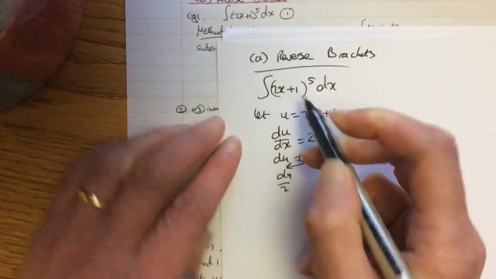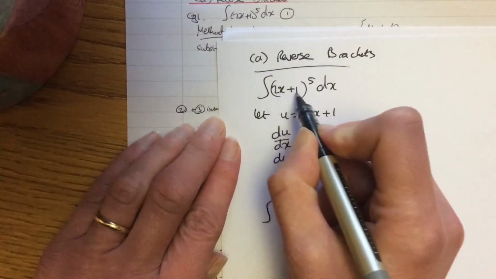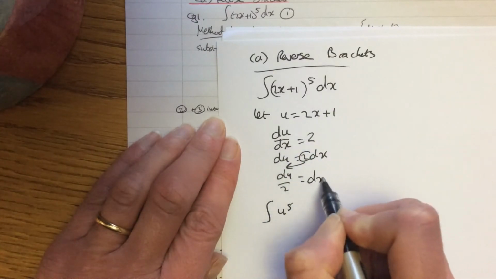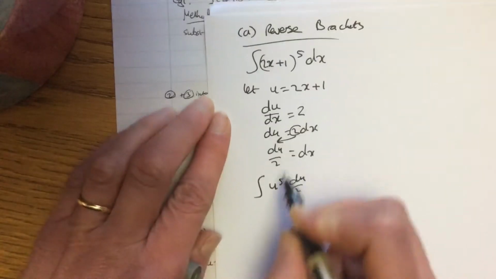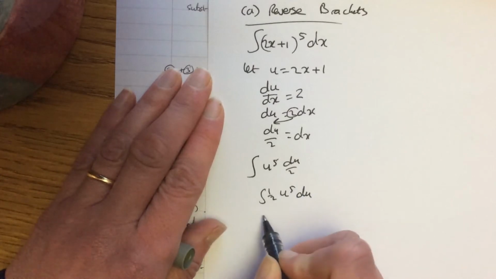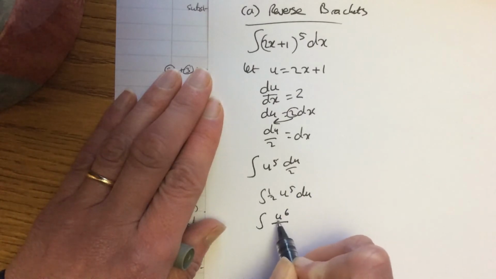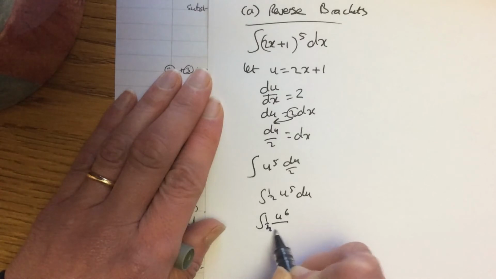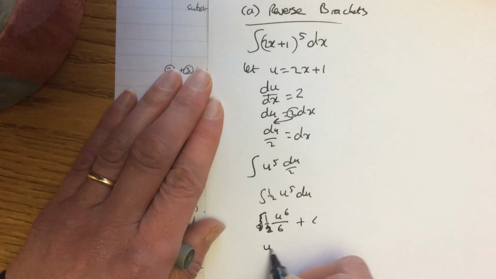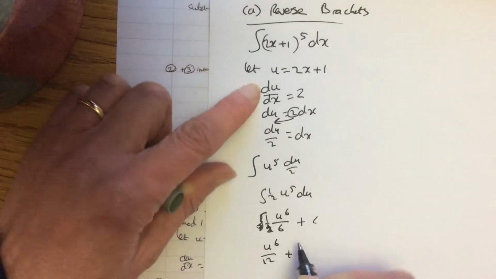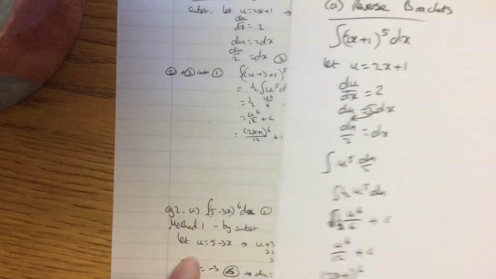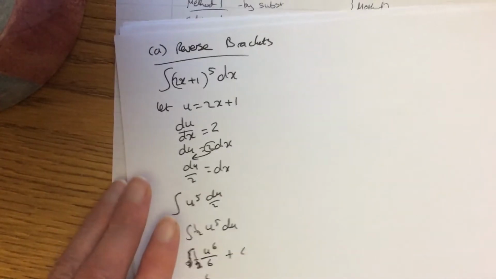So I take my integral now. 2x add 1 is u. Dx is now du over 2. So it's a half u5 du. All in terms of u's, I can integrate. So you add 1 to the power and divide by it. So you've got a half, whoops, and then a 6. Should have the integral sign in once I've integrated it. So it's u6 over 12. And don't forget to put your u back in. So that's substitution. Okay? Can be quite long.